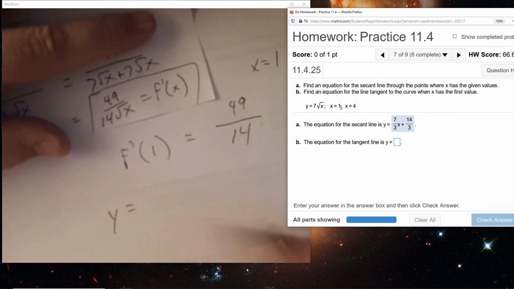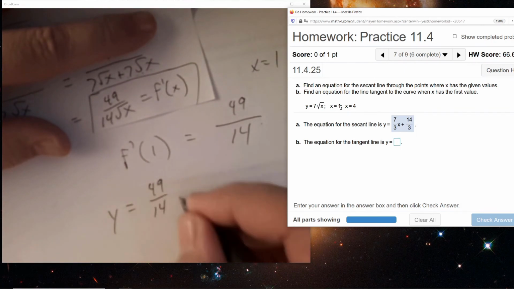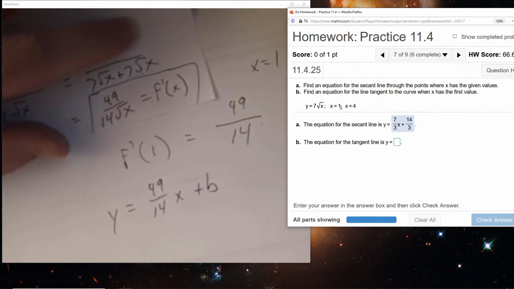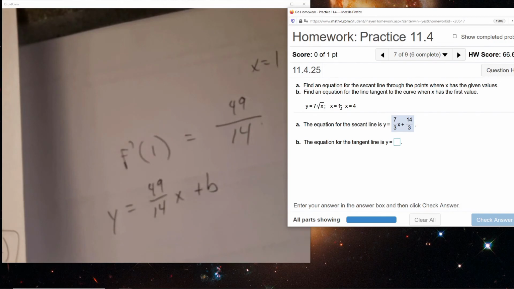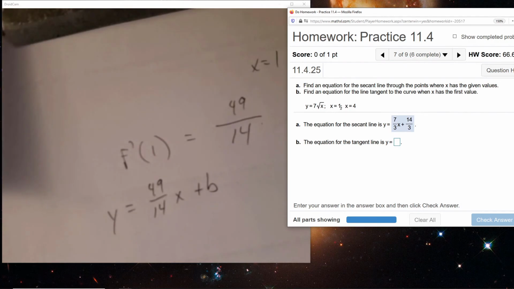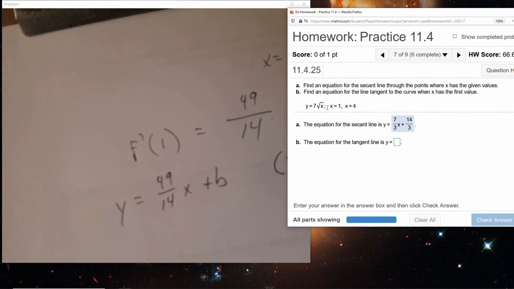So we have, and then to finally figure out the y-intercept for the tangent line, we need an ordered pair. And the ordered pair we're going to have to use here, because our point of interest is 1. And so if we plug 1 into the original function, we get 7. So that's the ordered pair we're going to have to use here. So when y is 7, x is 1.